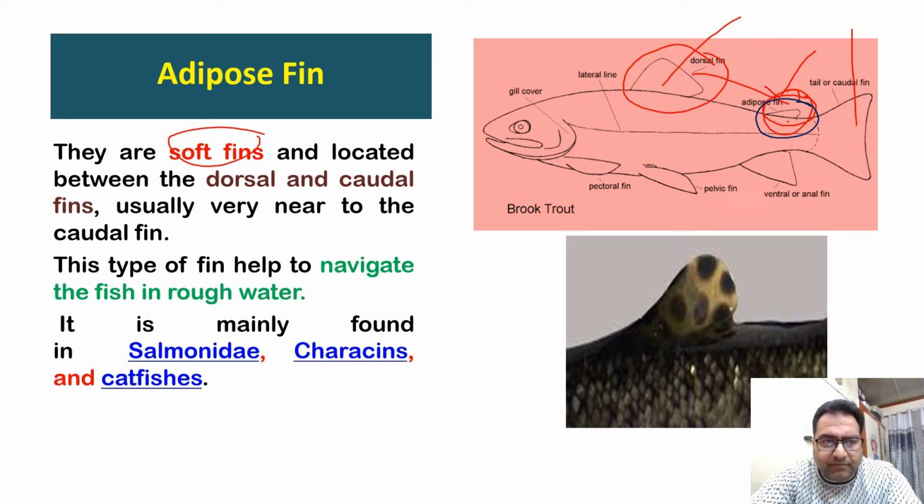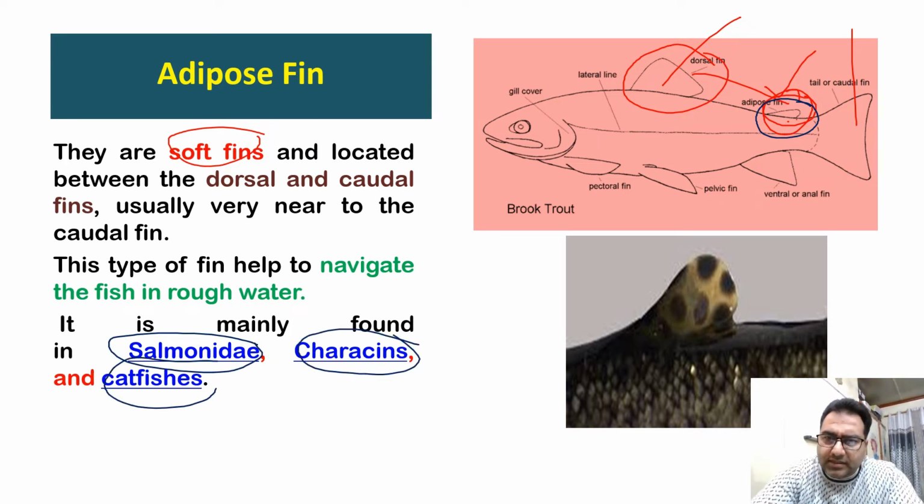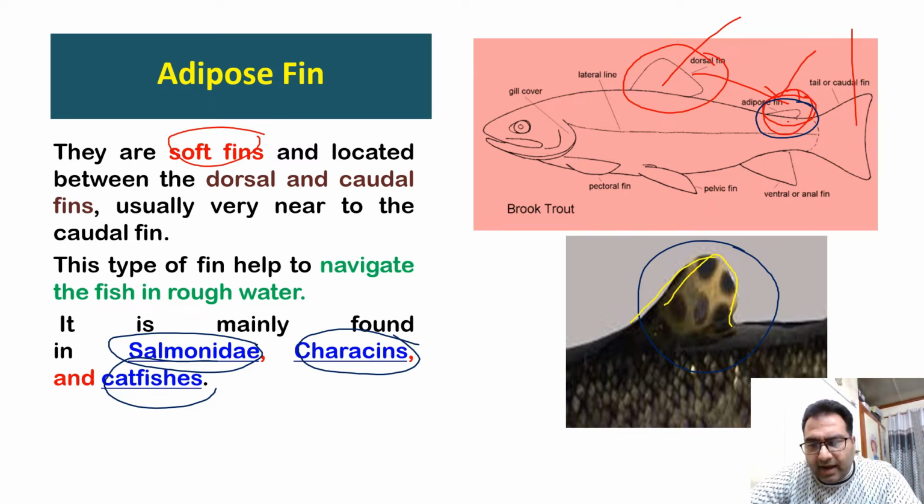This type of fin helps to navigate the fish in rough water, and it is mostly present in the case of Salmonidae, characins, and catfishes. So this very fin, that is the adipose fin, is importantly found in the Salmonidae, characins, and the catfishes.